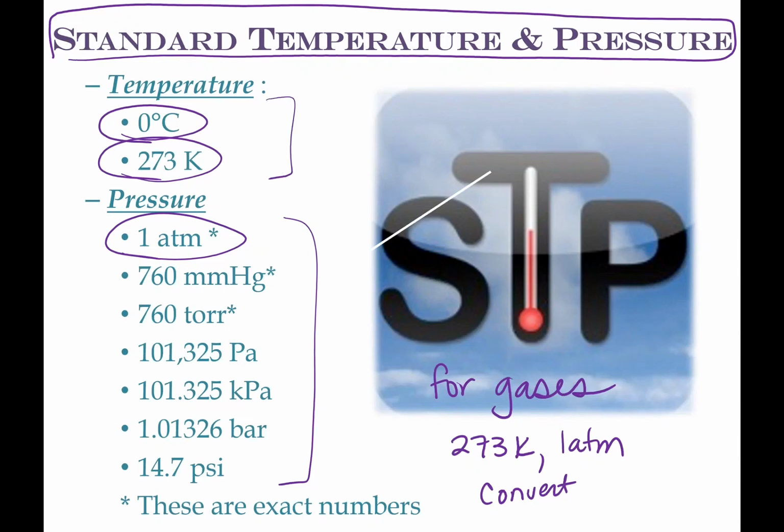Now, notice I don't have Fahrenheit in there because we don't use Fahrenheit in science. The ones with the asterisks are exact numbers. So you'll notice the ones that are not exact numbers have 6 significant figures, so they're really not going to limit your significant figures. And again, we don't use PSI that much.